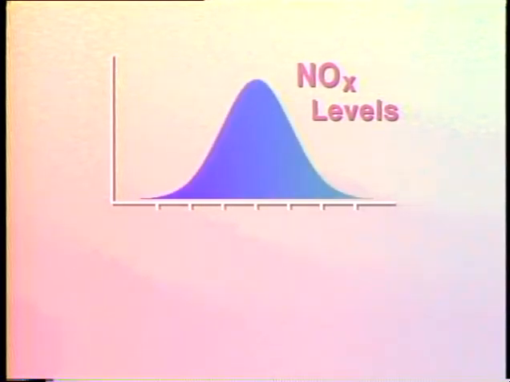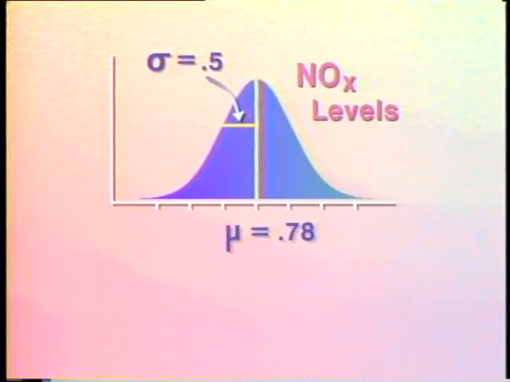Let's say that GM tests a number of prototype engines for a class of pollutants called nitrogen oxides, or NOx for short. The testing engineers know that not all engines emit exactly the same amount of NOx. There's variation. That variation from engine to engine follows a normal curve like this. The tests of prototype engines allow the engineers to estimate quite closely the mean, mu, and standard deviation, sigma, for this curve. For this particular engine model, the mean is 0.78 grams of NOx emitted per mile, and the standard deviation is 0.5 grams per mile.